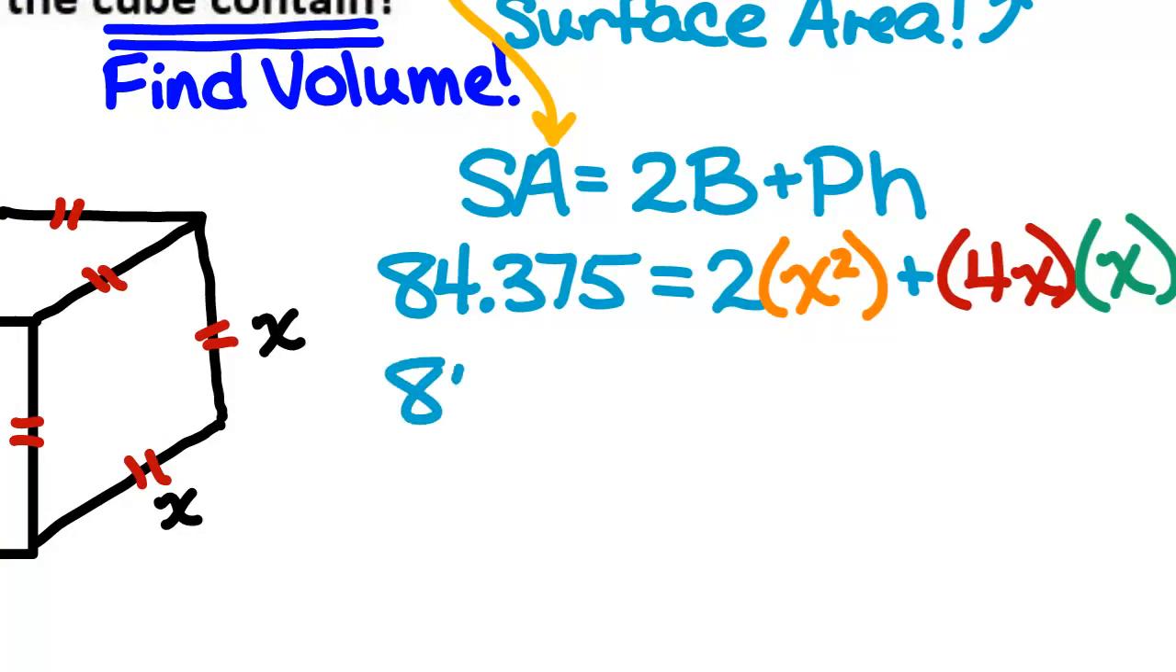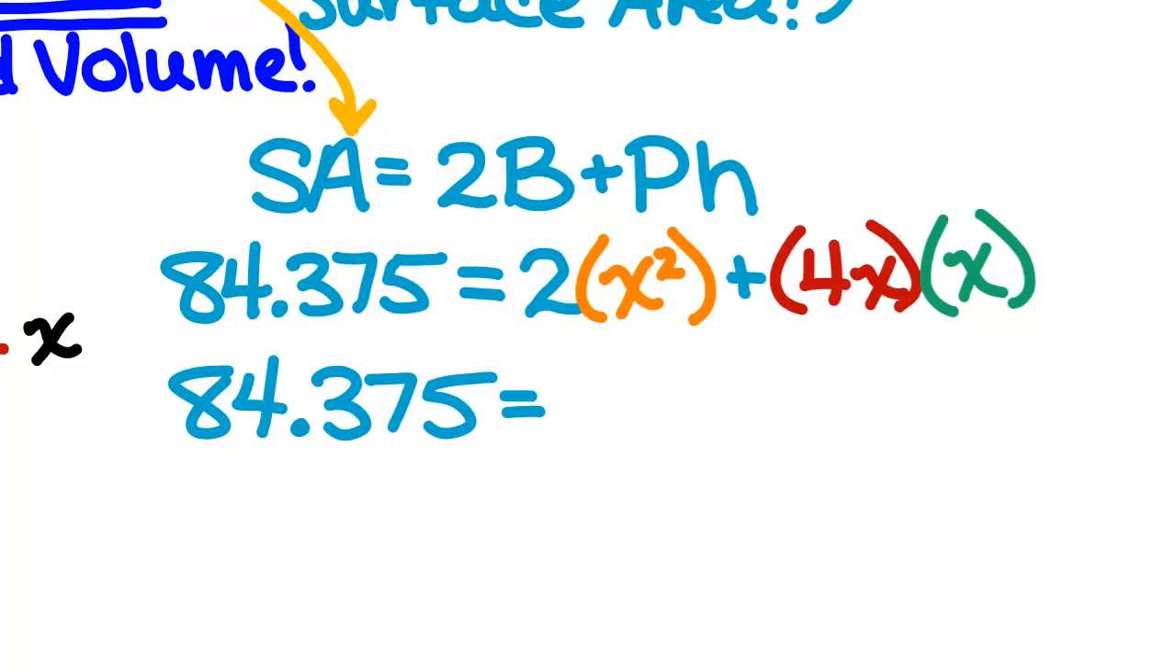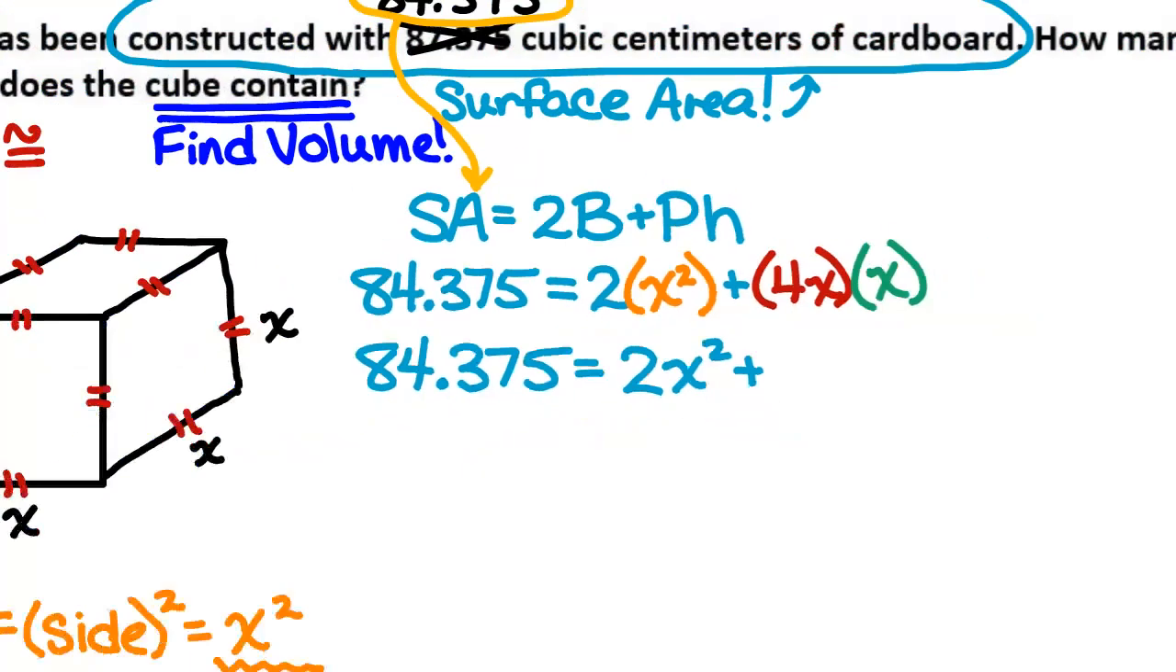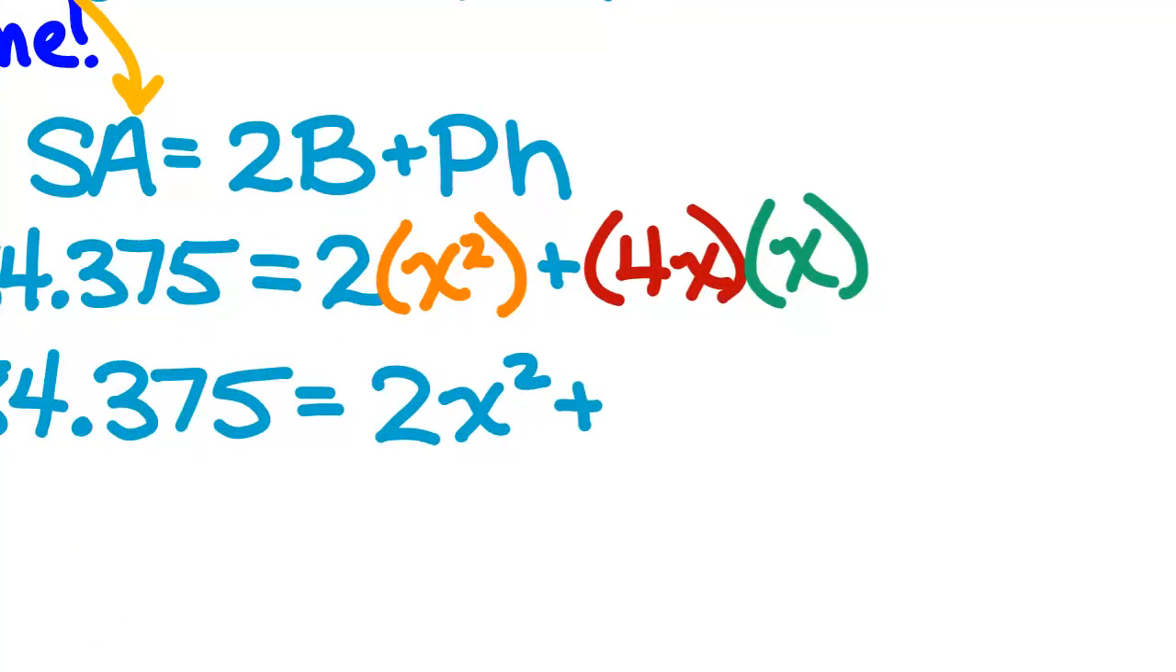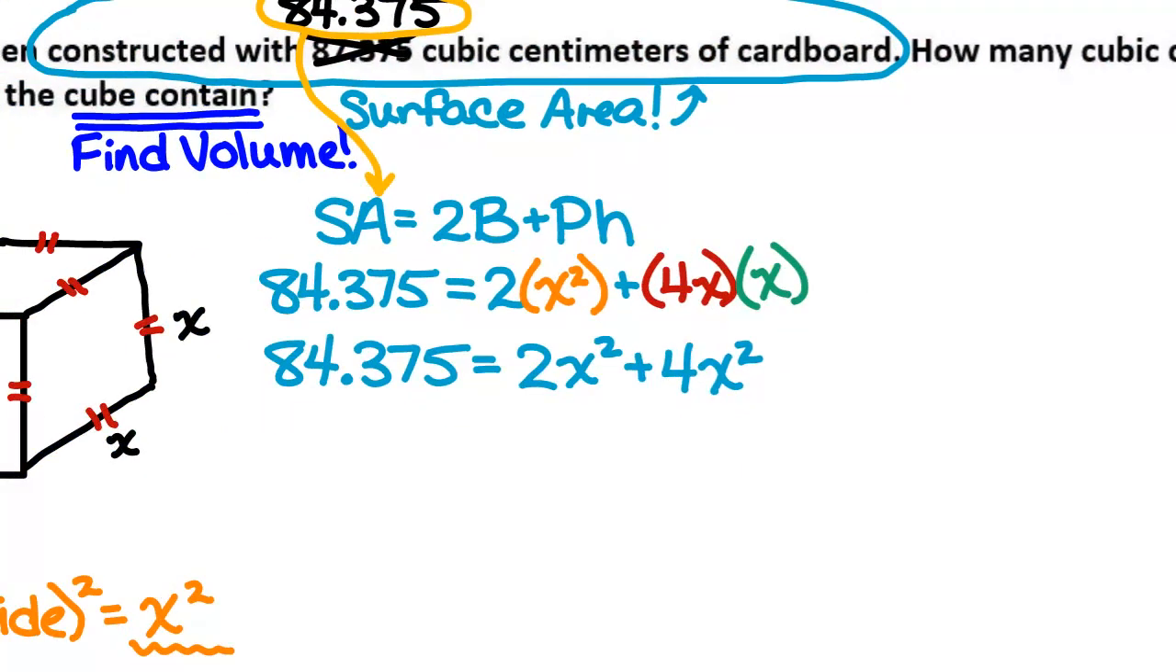All right, so I have 84.375 equals 2 times x squared, which would just be 2x squared, plus, now I have 4x times x. Be careful here. 4x times x is not 5x. That would be 4x plus x. Yes, this is going to be 4x squared. Whenever you multiply variables together, the exponent changes. When you add variables together, the coefficient, the big number out in front, gets bigger. But when we multiply variables, it's the exponent that changes.